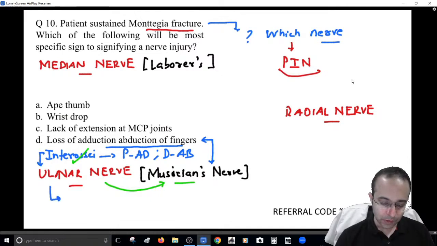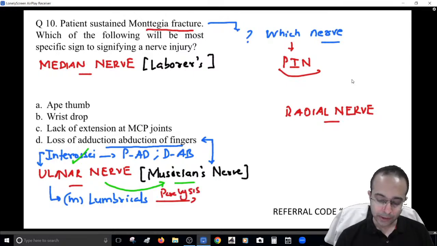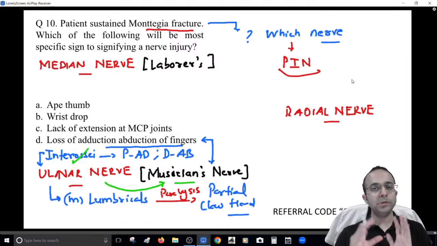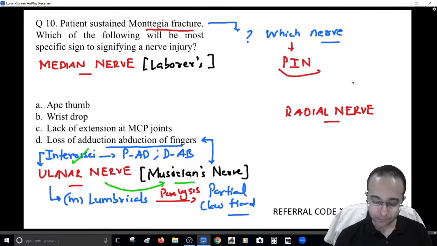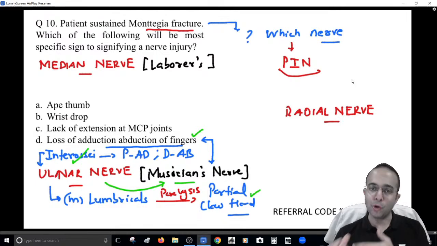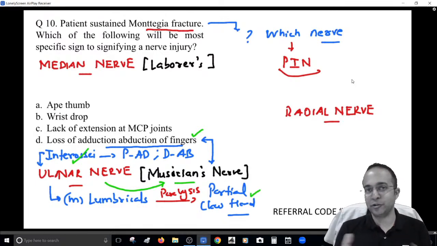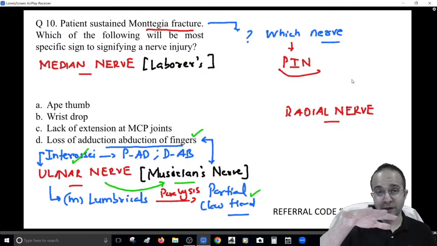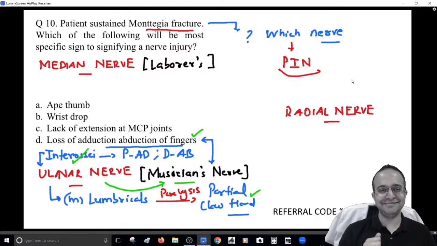And it's not just the interossei that get supplied by the ulnar nerve. The ulnar nerve also supplies the lumbricals, at least the medial two lumbricals. And paralysis of these lumbricals in ulnar nerve palsy generates that medial sided claw hand. So if the ulnar nerve is there in your mind, these are the two things that should come to your mind: claw hand and loss of adduction and abduction of the fingers. That is why it is musician's nerve. Clear?